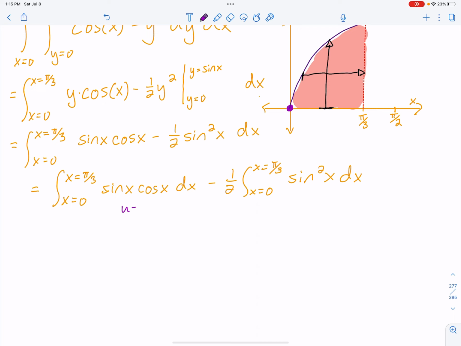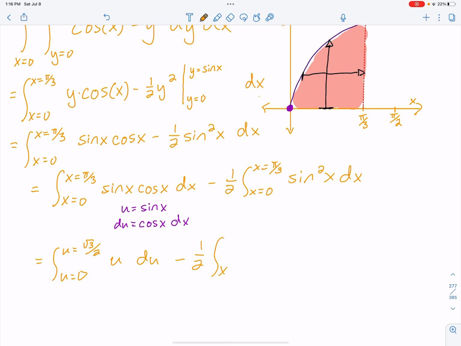So let's do u for the first one. The first one to make sense would be to let u equal sine, because du is going to be cosine dx. All right, so we can start that process. Let's go ahead and plug the u's in. Sine of 0 is 0, and then sine of pi over 3 is radical 3 over 2. And then I just have a u du. Minus, okay, I keep my half.